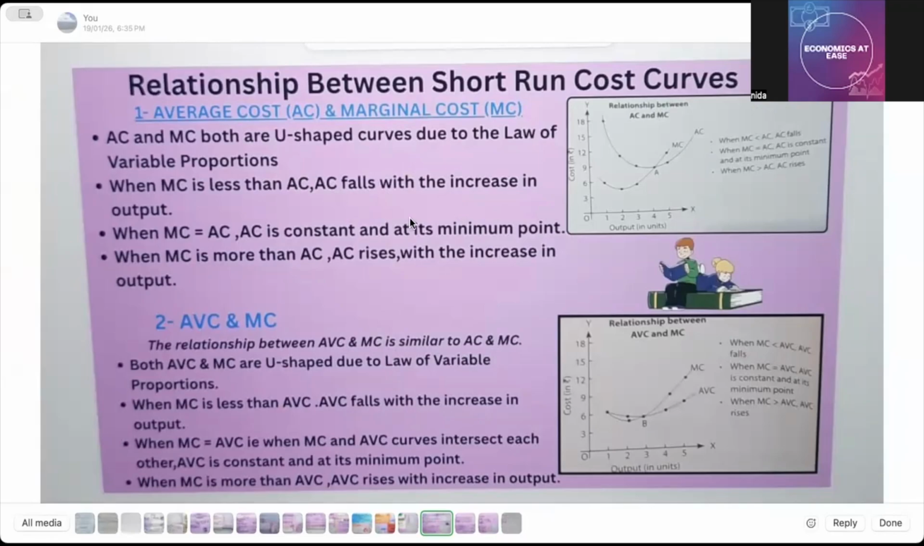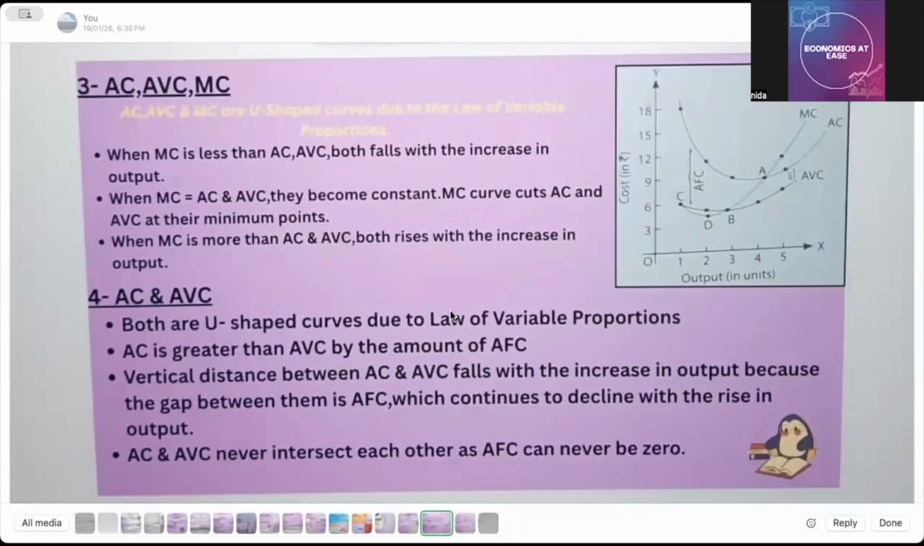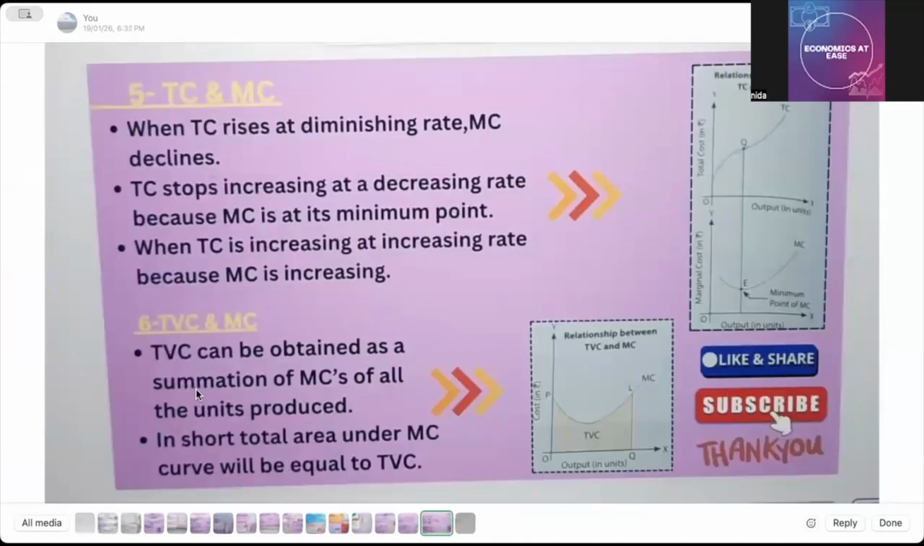and these are very, very, very important. Okay, average cost, marginal cost, AVC and MC. You should know how to draw these also, and you should know the relationship. Okay, then TC and MC, TVC and MC.